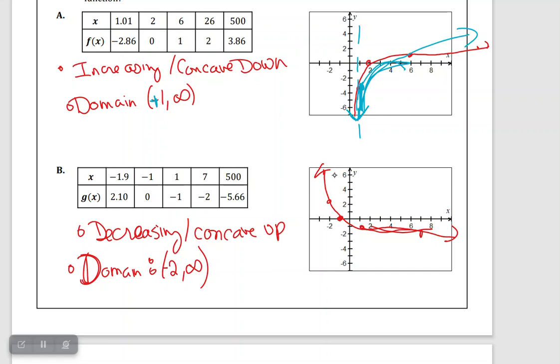B, it's decreasing left to right. It's concave up because you have that smile part going on. And again, same sort of reason. I said -2 because -1.9, should probably be closer over here, is just slightly on that side. You can kind of see how it's tapering off. So that domain is -2 to infinity.